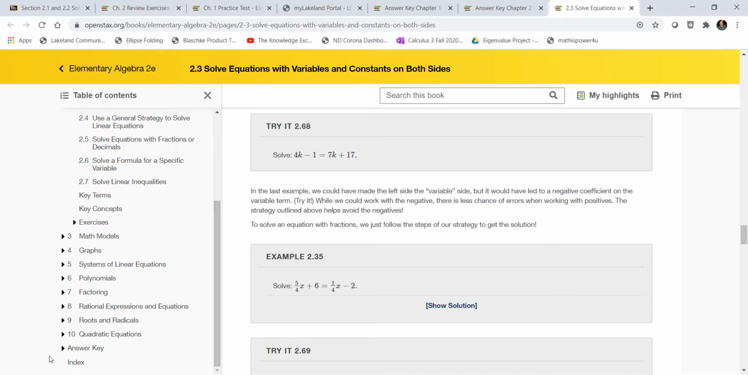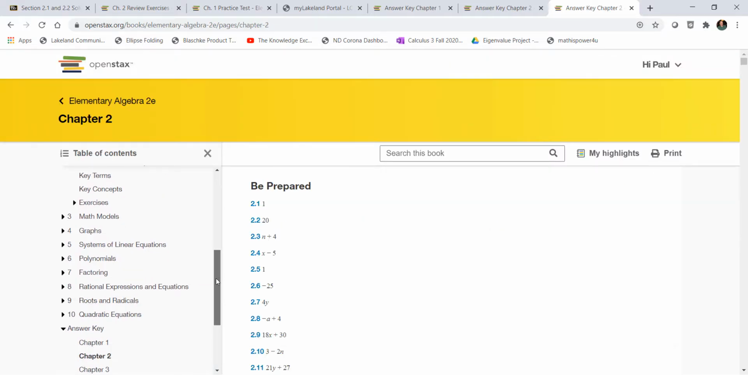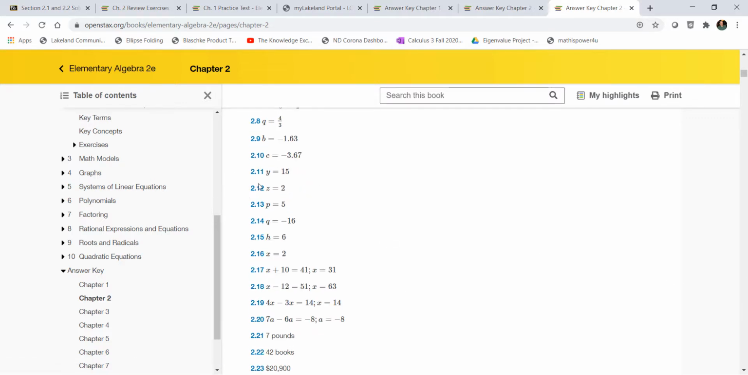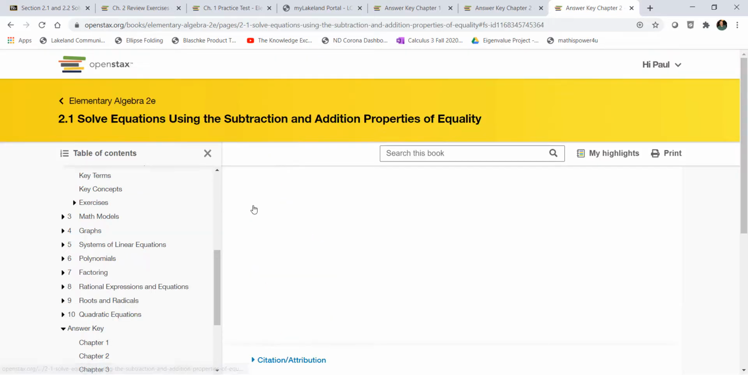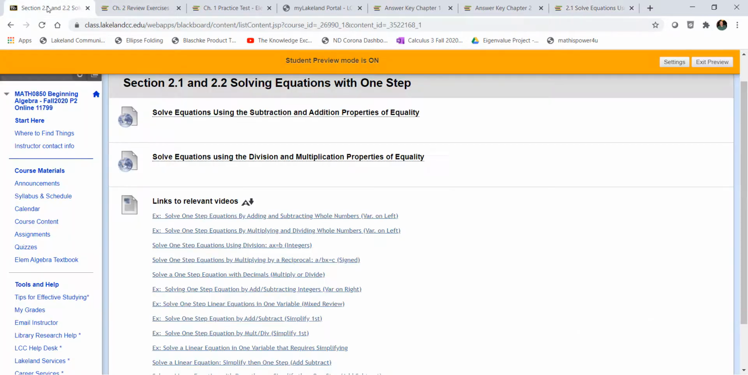So when I go down here to the answer key, and I'll click on chapter 2, notice it gives me these be prepared problems, and now it gives me the try it problems, and they're all numbered. And so you can go ahead and look up the try it that you had trouble with. And you can even go back to it if you want. The link will take me right back to where I was. So that's kind of nice. I think it's a book that is pretty convenient for an online course, and I hope you will agree.